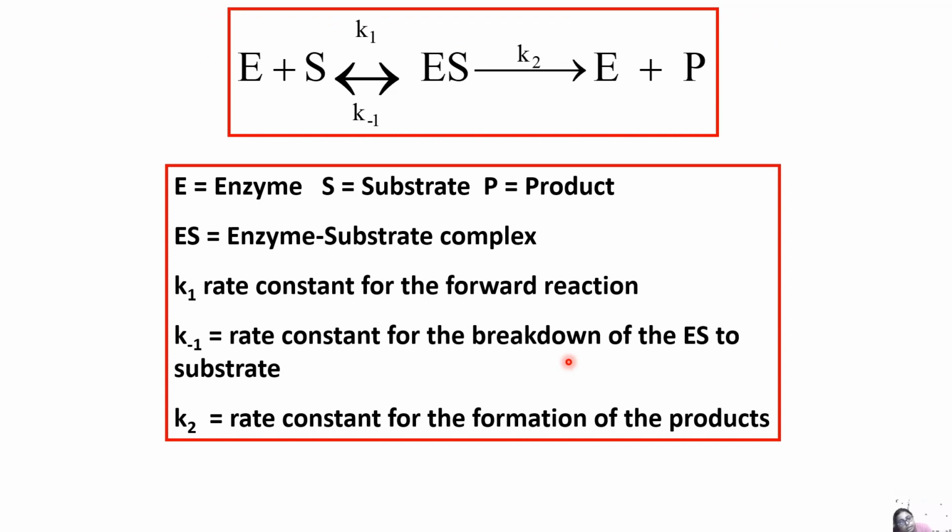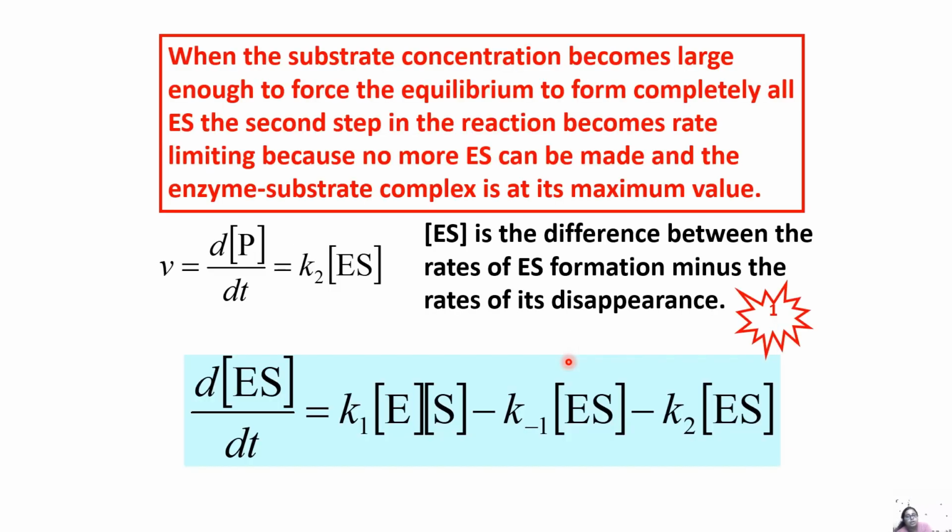So if you see, this is the equation basically that has given rise to the Michaelis-Menten equation. So when the substrate concentration becomes large enough to force equilibrium to form completely all enzyme-substrate complex, the second step in the reaction becomes rate limiting because no more ES can be made and the enzyme-substrate complex is at its maximum value. So ES is the difference between the rates of enzyme-substrate formation minus the rates of its disappearance.